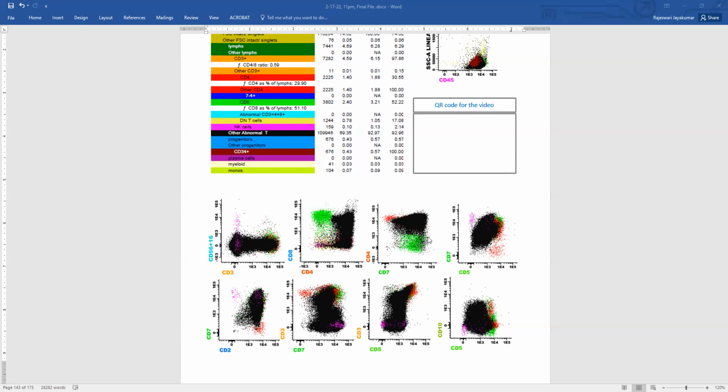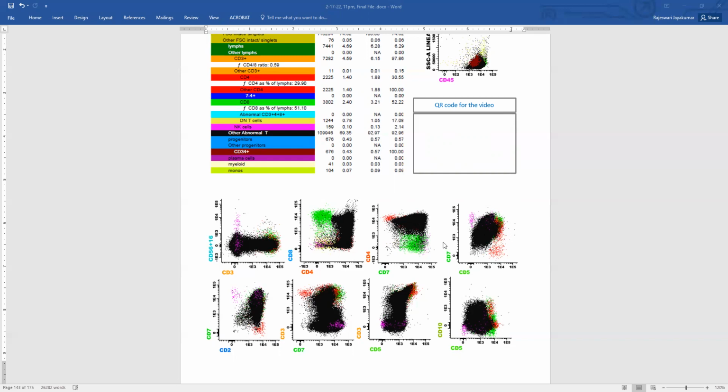But one thing we can see is that 7 sometimes gets dimmer. It's brighter in the precursor stages. It may get a little dimmer in the mature stages, but otherwise 7 is just brightly positive. And 5 starts with being dim and then it becomes brighter. So you have a dim 5 that becomes brighter as it matures.